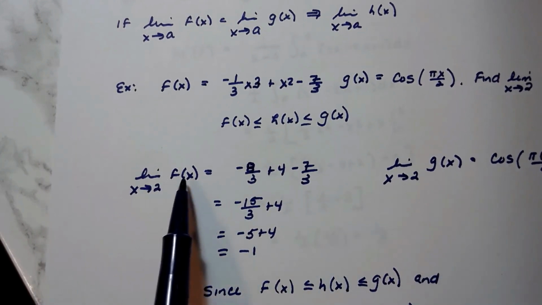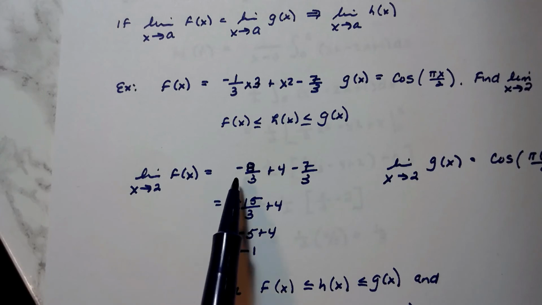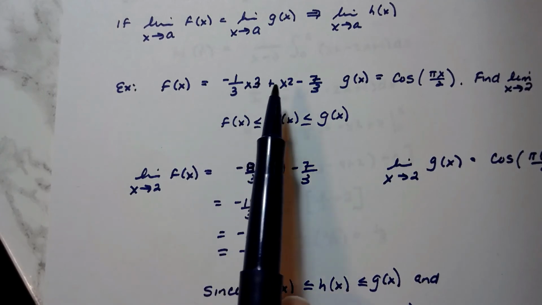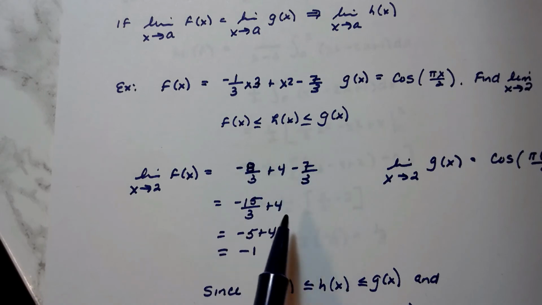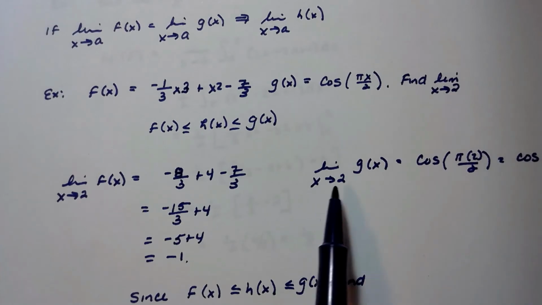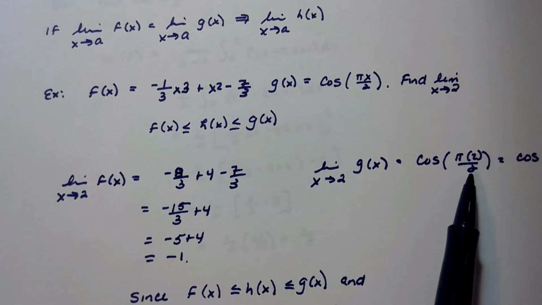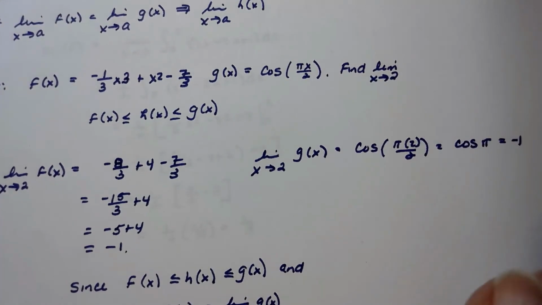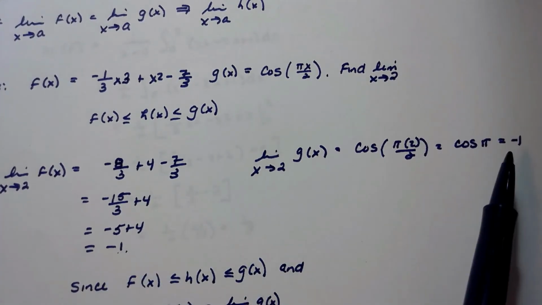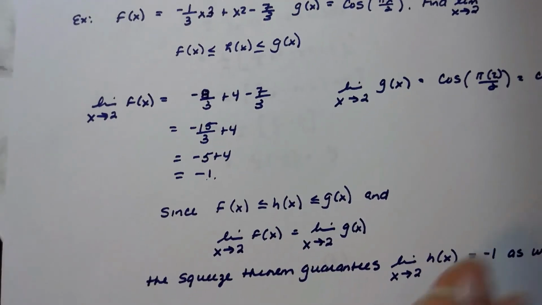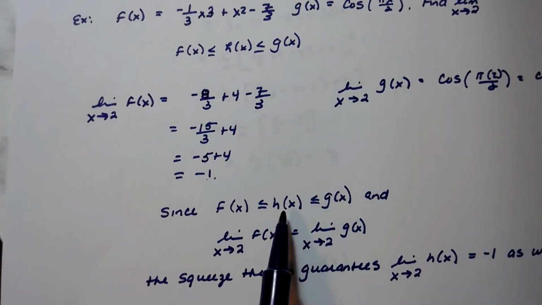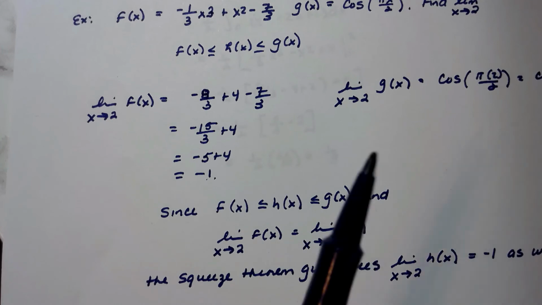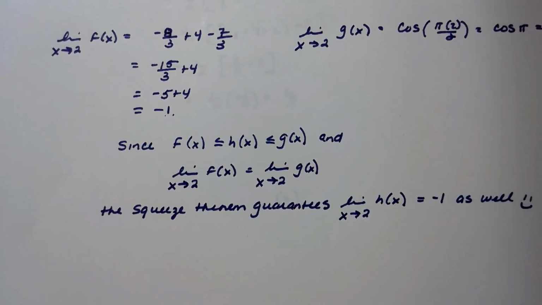When I take the limit for f, I have negative 1/3 times 8 plus 4 minus 7/3, and that cleans up to a negative 1. And when I plug a 2 in for g, I get pi over 2 times 2, which is pi, and we know that the cosine of pi is negative 1. The limit of f equals the limit of g. If h is in between f and g, then the limit as x approaches 2 for h also has to be negative 1. That's the squeeze theorem. I'm not going to harp on it because there's really no other reason why we should.